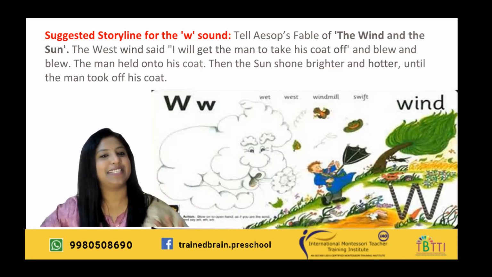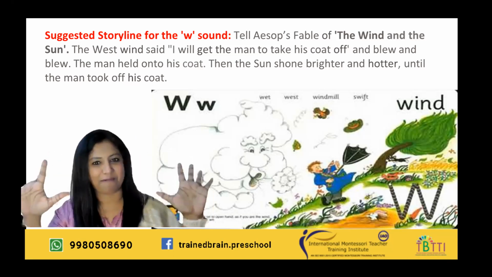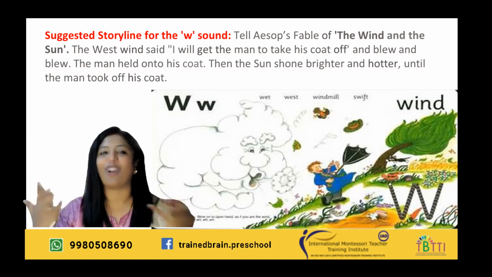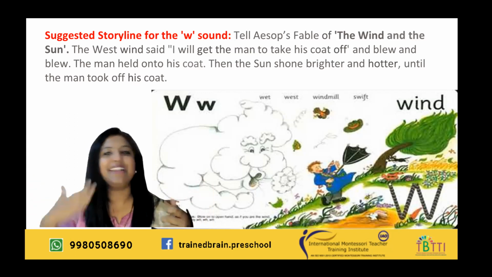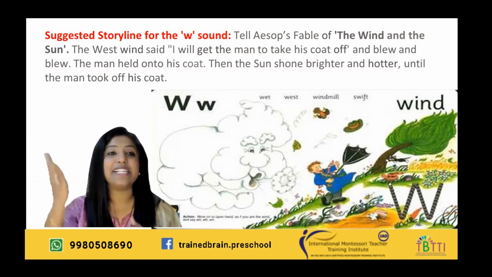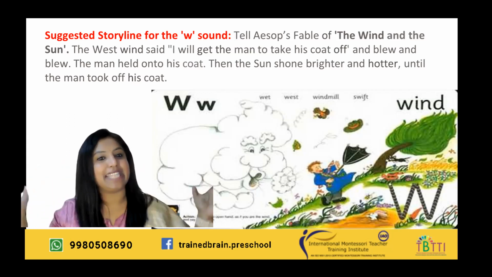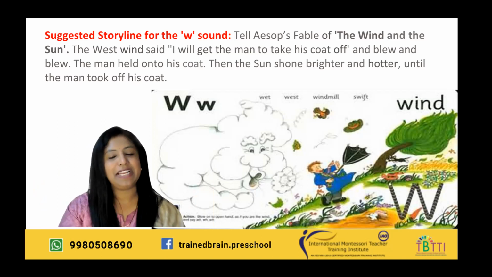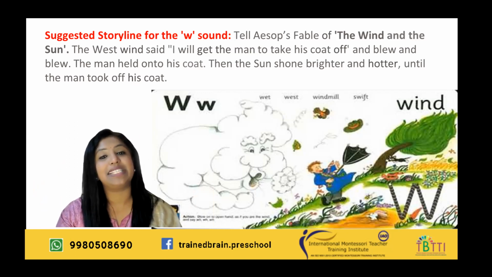So, what do you think that the sun would do? The sun becomes brighter and even more brighter. When he becomes more bright, he becomes hotter. Now the man feels really hot and he takes off his coat. Now, who won? The sun won. So, we can't say who is stronger.